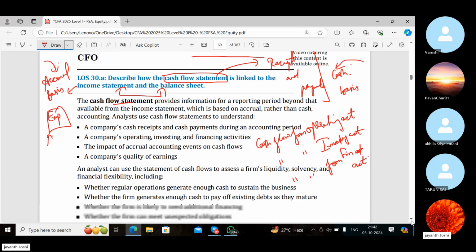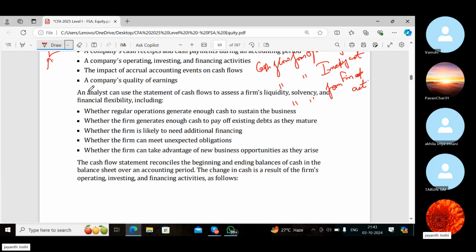Now, what they are saying here is that an analyst can use the statement of cash flows to assess a firm's liquidity, solvency, and financial flexibility, including whether regular operations generate enough cash to sustain the business. It is very important for us to know the operating cash flows. If cash flows are generated regularly in the business, that will help the business to sustain. And we have to see whether the firm has enough cash to pay its debts when they mature. That is what we are speaking about as solvency. When I spoke about sustainability, I was speaking about liquidity.